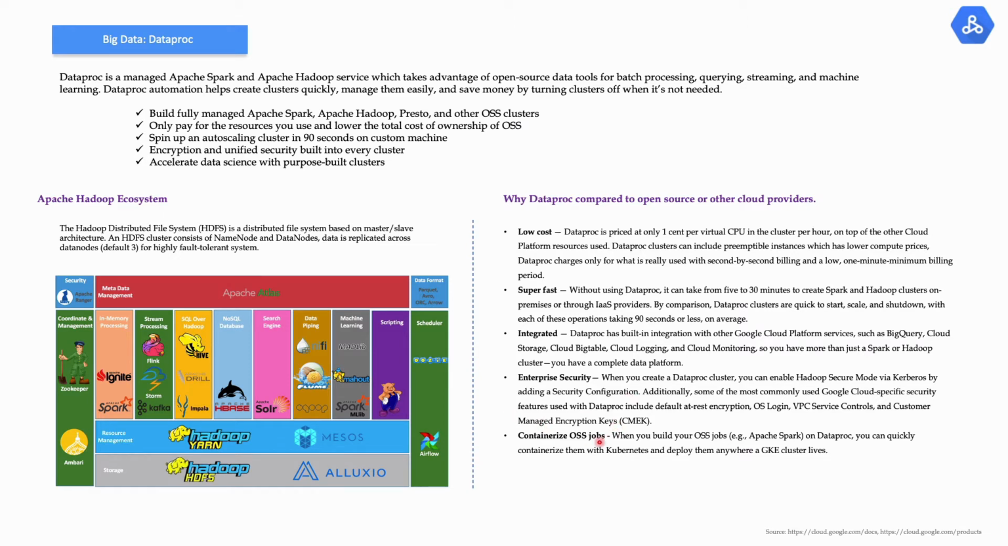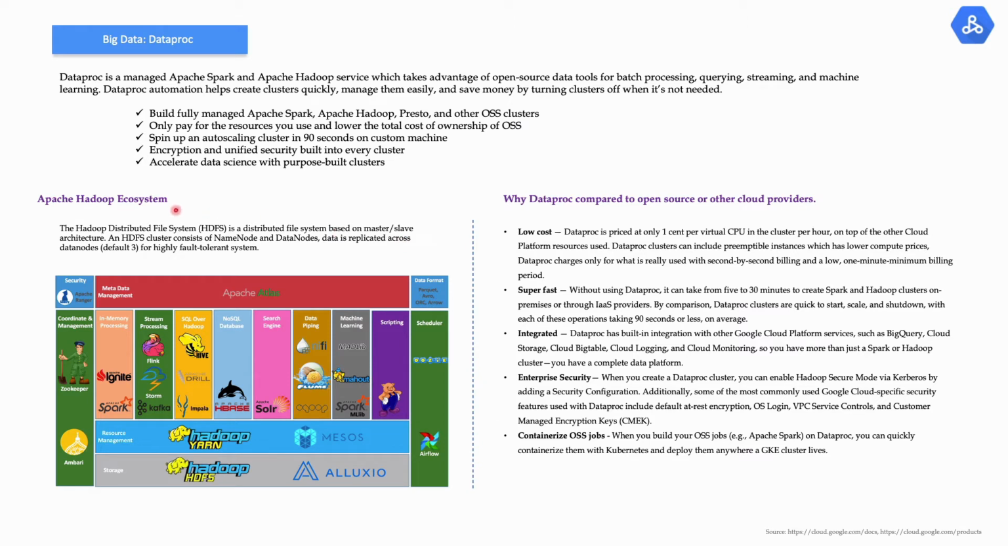Containerized OSS job. This is very important because most of the big data ecosystem products are moving towards Kubernetes as their execution engine. So Google Dataproc provides you a way to build your OSS jobs on Dataproc, which you can quickly containerize with Kubernetes and deploy anywhere, wherever the GKE cluster lives.